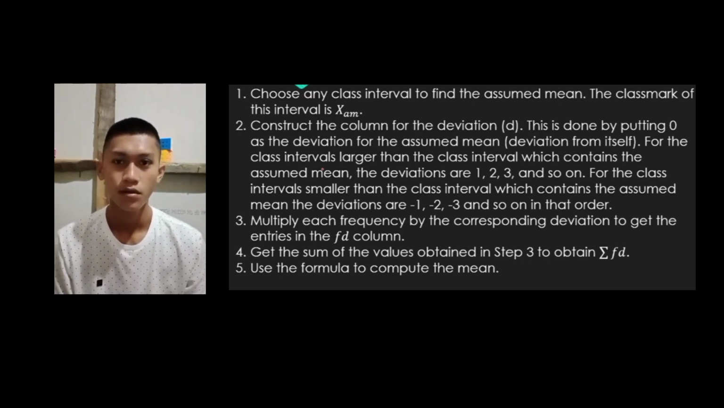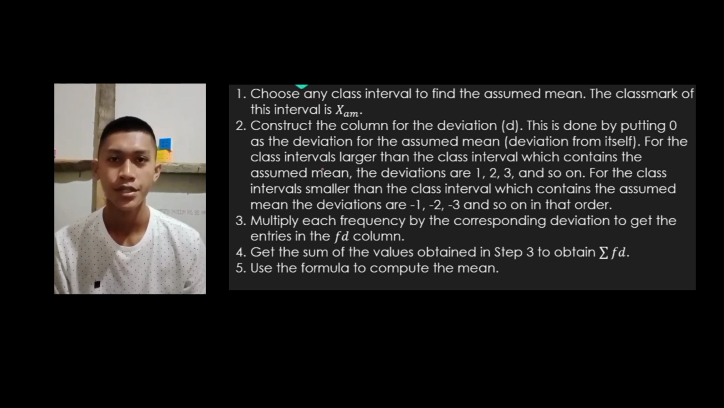Step 2: construct the column for the deviation. This is done by putting 0 as the deviation for the assumed mean, deviation from itself. For the class intervals larger than the class interval which contains the assumed mean, the deviations are 1, 2, 3, and so on. And for the class intervals smaller than the class interval which contains the assumed mean, the deviations are negative 1, negative 2, negative 3, and so on in that order.